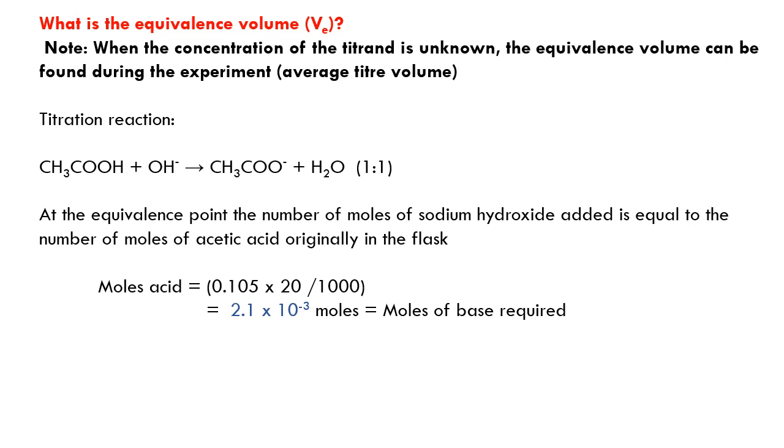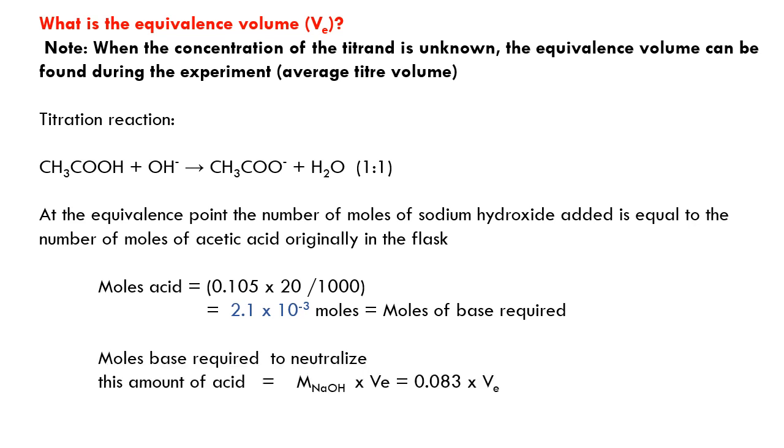First, we find the moles of acid: concentration times the volume in liters gives us the number of moles of our acid. And because there's a one-to-one reaction, we need an equal number of moles of base for our reaction. The moles of base required to neutralize this amount of acid will be equal to the concentration of our sodium hydroxide times the volume. Because we know the moles and we know the concentration of our sodium hydroxide, we can solve for the equivalence volume, which is determined to be 25.3 centimeters cubed.